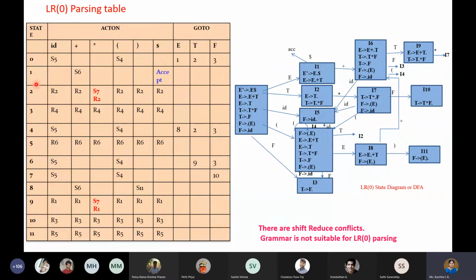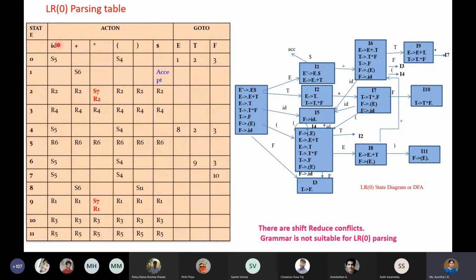Coming to the rows, you're going to have all the states, whatever you had in your state diagram. I have states starting from I0 till I11, I have got all the states. So let us use those numbers from 0 to 11. Those are the state numbers across the rows. Coming to the columns, you can take all the terminal symbols first and then you can have the non-terminals later. Okay, I will repeat.